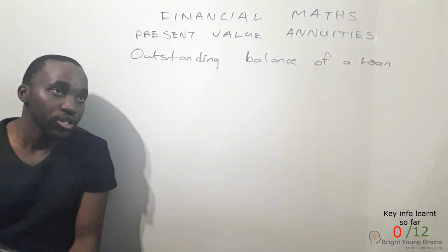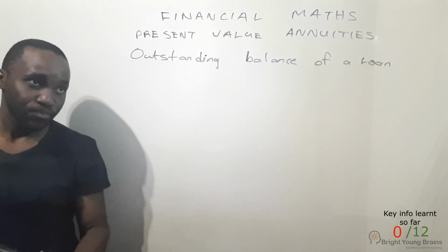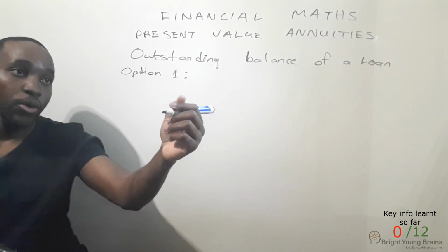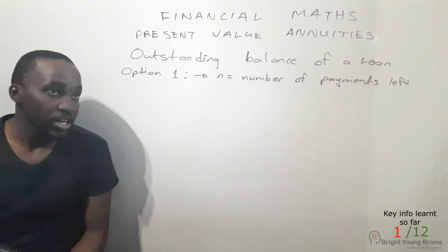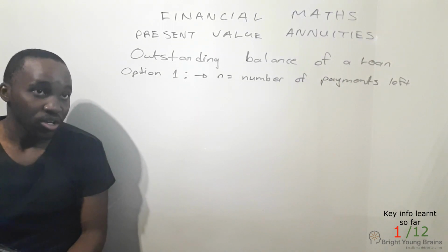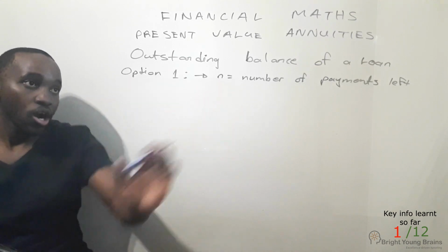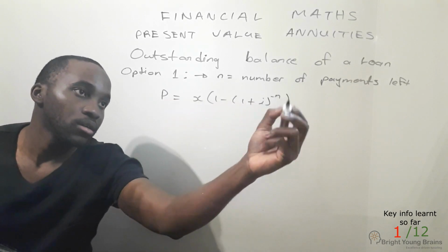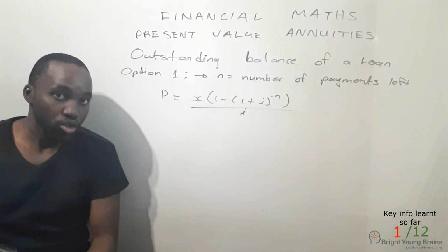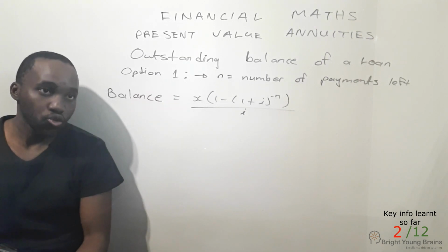So with questions where you need to work out the outstanding balance on a loan, there will always be two options. The first one is when you know how many months are left for you to pay off the loan. If you know the number of payments left, then this will be a slightly simpler question, in the sense that to work out your outstanding balance on your loan, you will basically just need to use your present value annuities formula. The only issue is, this is the formula you will need to use.